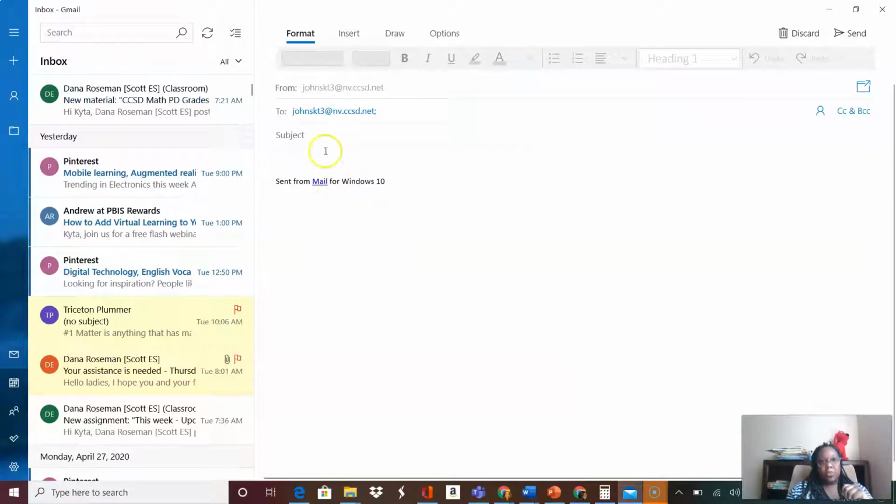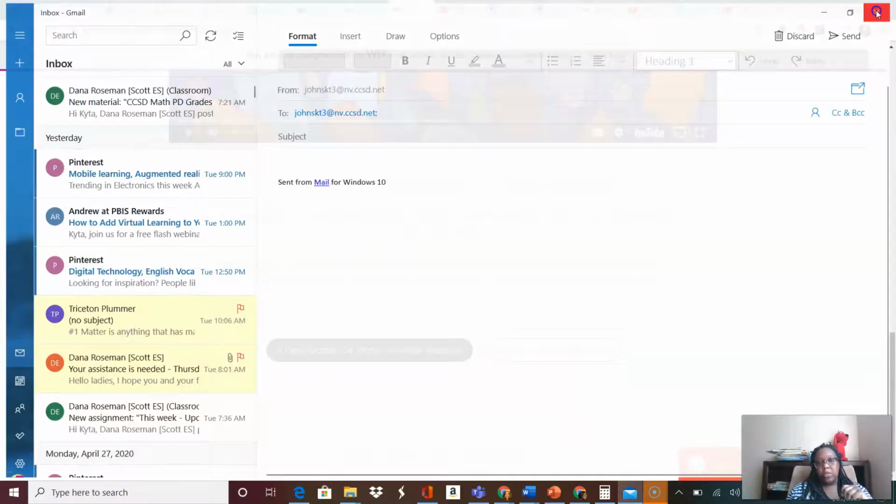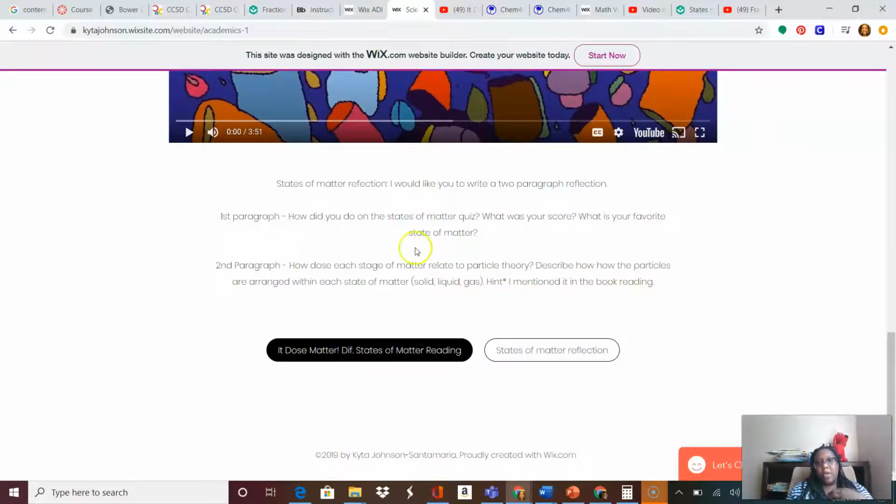you're going to write two paragraphs. And of course, it's always in email form. I have information for you here. So it says States of Matter Reflection. I'd like you to write a two paragraph reflection. The first paragraph: how did you do on the states of matter quiz? What was your score? What's your favorite state of matter?